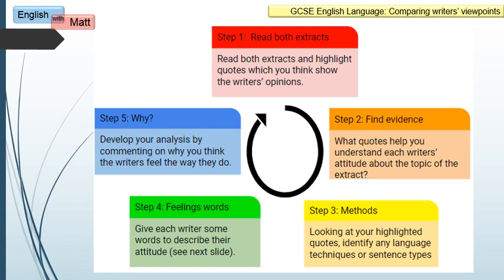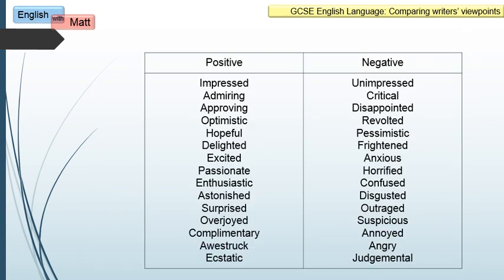So you almost have to put yourself in the shoes of these writers. For step 4 there, the feelings words, again, I've already done a video with this. So we have here a list of adjectives to describe how somebody might be feeling positive, and likewise for negative. This is essentially what you are comparing for this question. You are comparing the attitudes of the writer, and these words tell you the attitude. So you need to be going into that exam knowing some of these words to be prepared to perhaps use them. And that will form the basis of your comparison.